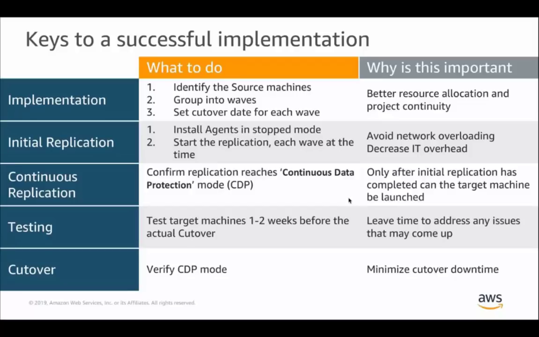And that brings us to the testing part. Testing is critical, and it is something that we highly recommend is performed 1 to 2 weeks before an actual cutover. This leaves you time to address any issues that may come up with either the application running natively in AWS or any conversion issues as well. And since replication is continuous, any downtime is really cut to a minimum. So when you're ready to cut over, that can be performed within minutes.